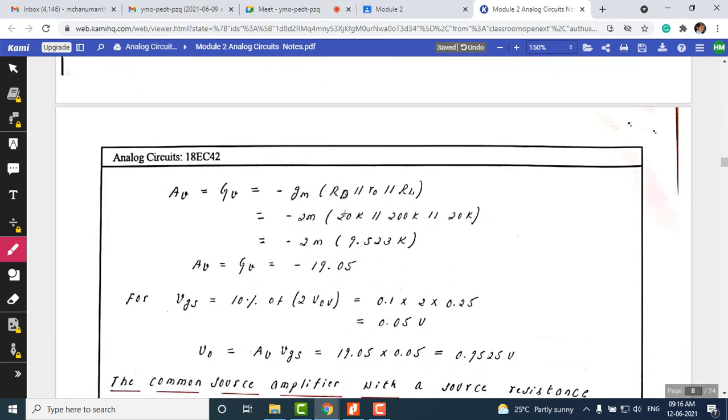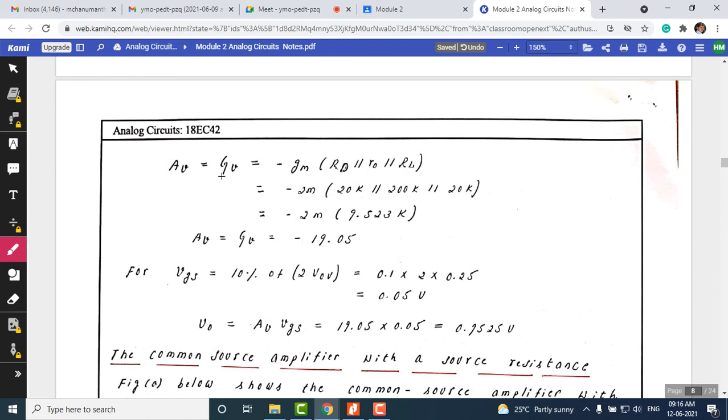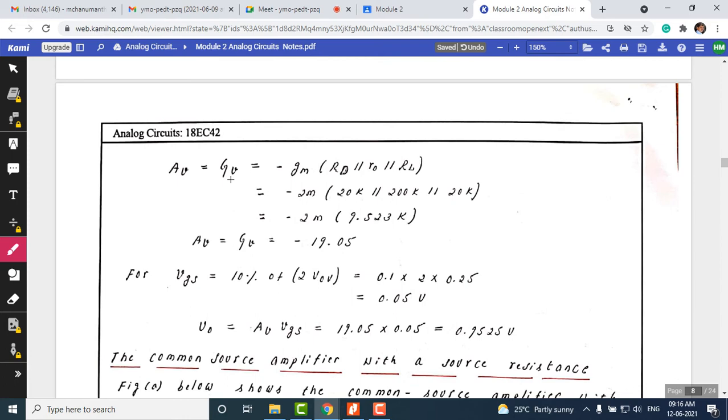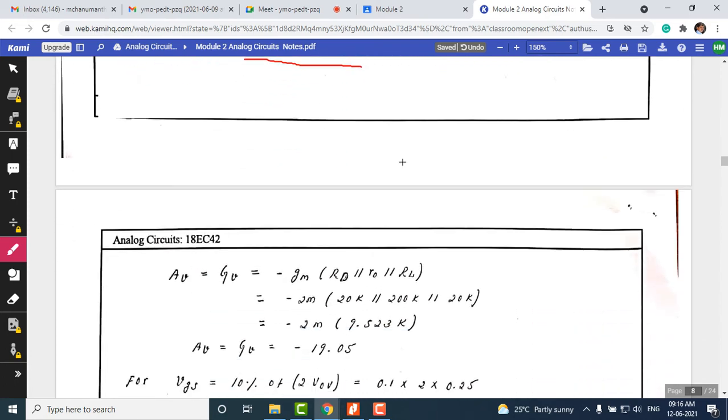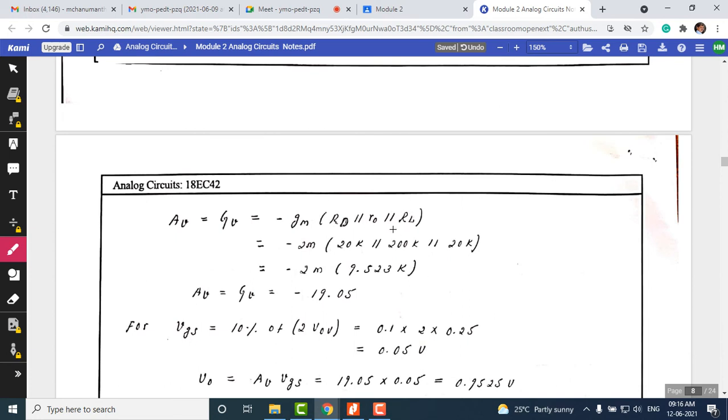Next is the overall voltage gain. The overall voltage gain GV is the same form as AV. The only difference is that you need to include another parallel combination, RL, which you can see has been included here.